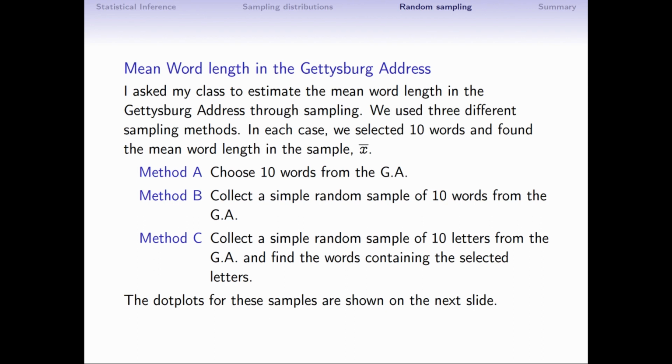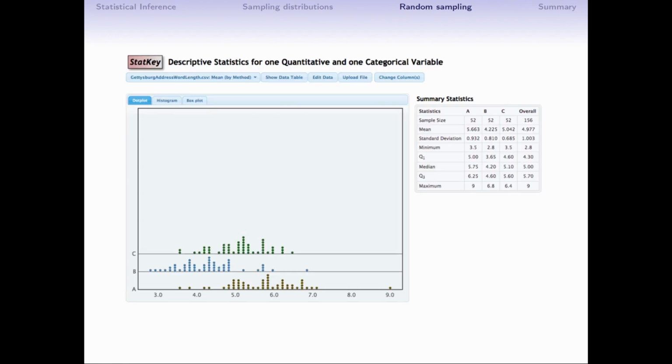Okay, now I had 52 students, and so I had 52 X bars to report using method A. I had 52 X bars to look at for method B, and I had 52 values of X bar for method C. And here's what the data looked like. Okay, here are the dot plots, and they're arranged from A to B to C down here at the bottom.